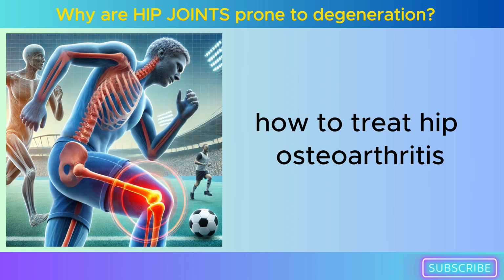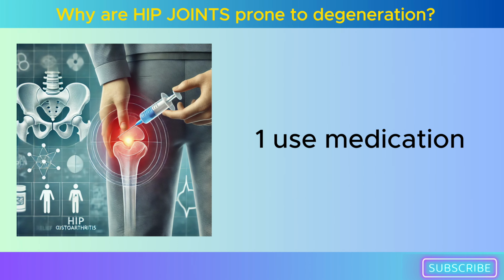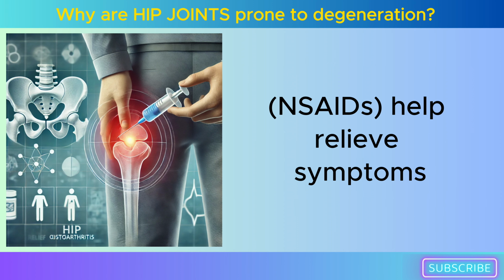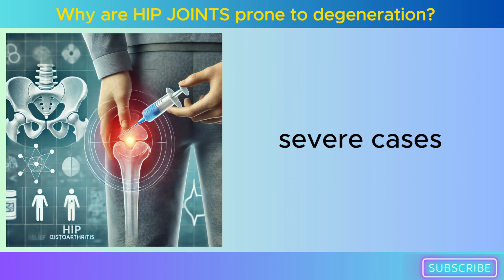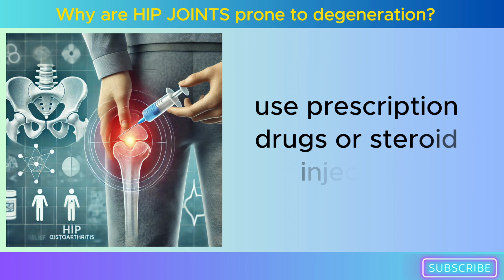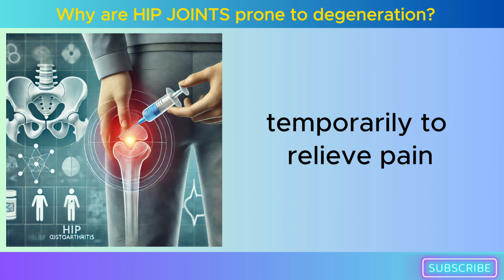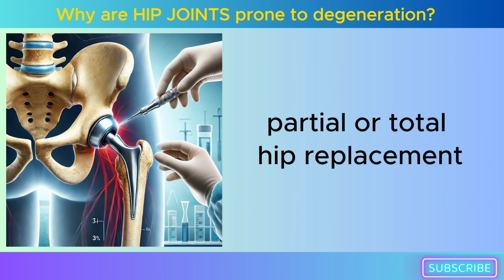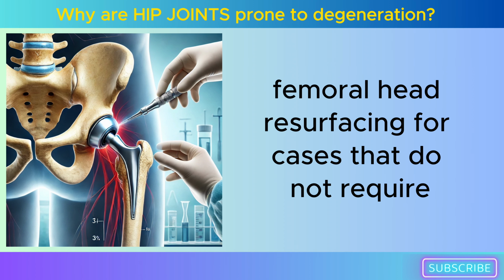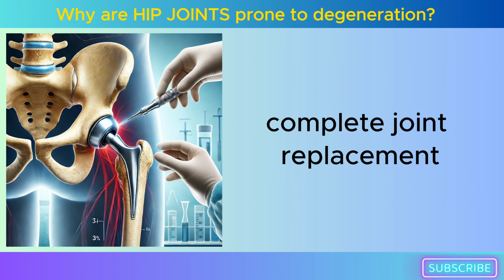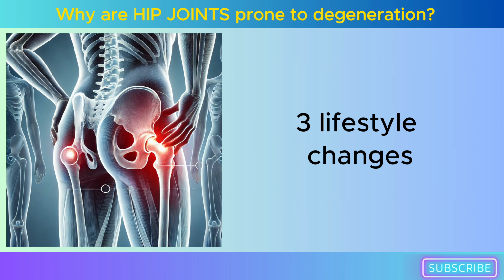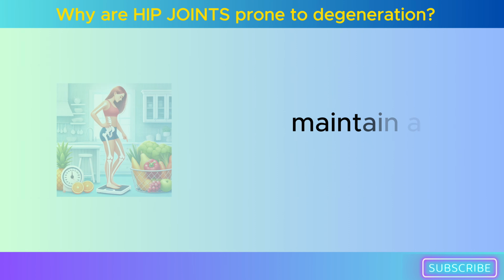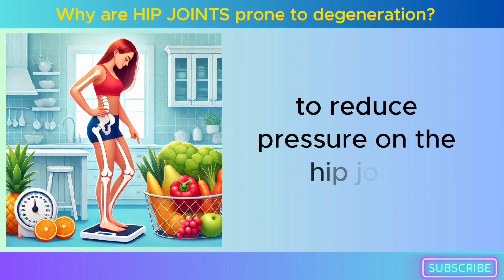How to treat hip osteoarthritis. 1. Use medication. In mild cases, non-steroidal pain relievers, NSAIDs, help relieve symptoms. In severe cases, use prescription drugs or steroid injections, temporarily, to relieve pain. 2. Surgery. Partial or total hip replacement. Femoral head resurfacing for cases that do not require complete joint replacement. 3. Lifestyle changes. Exercise gently to maintain joint flexibility and strength. Maintain a healthy weight to reduce pressure on the hip joint.